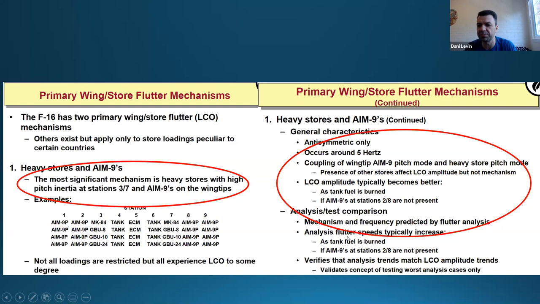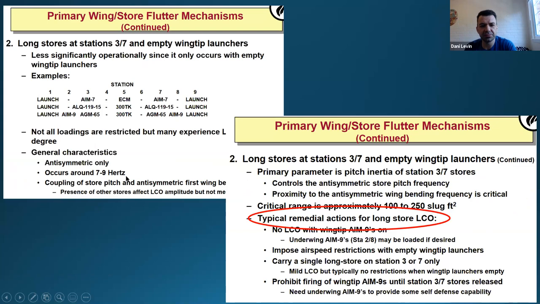So this one is kind of interesting. This mechanism is anti-symmetric, and one of the remedies is to actually fly an anti-symmetric configuration. If you remove one missile from one wingtip, your LCO is gone. Okay, so questions so far?